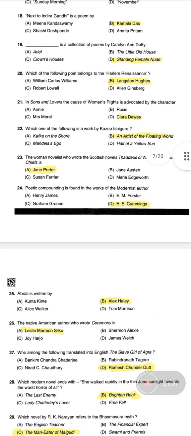And then we have question number 21. A work we were talking about in Sons and Lovers: the cause of women's rights is advocated by which character? The character is Clara Dawes. It is Sons and Lovers. The right answer is Clara Dawes, Sons and Lovers. Okay, so I think you all know about Sons and Lovers.